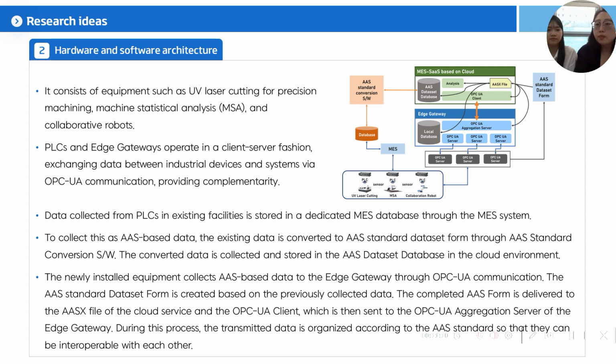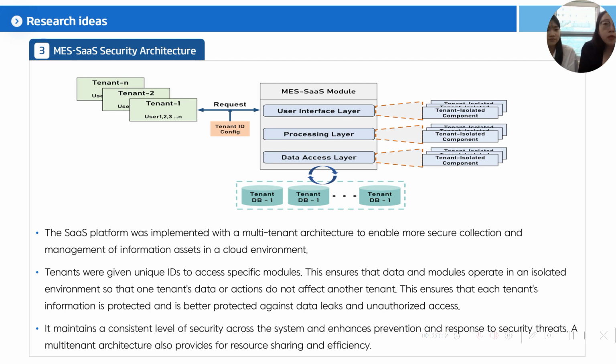Third one is MES and SaaS security architecture. Security is the important one, as you know. The SaaS platform was implemented with a multi-tenant architecture to enable more secure collection and management of information assets in a cloud environment. Tenants were given unique IDs to access specific modules.